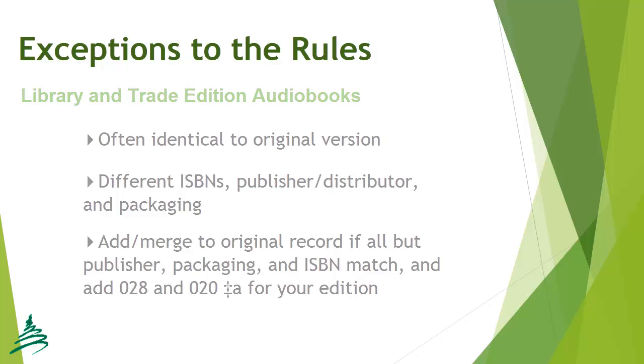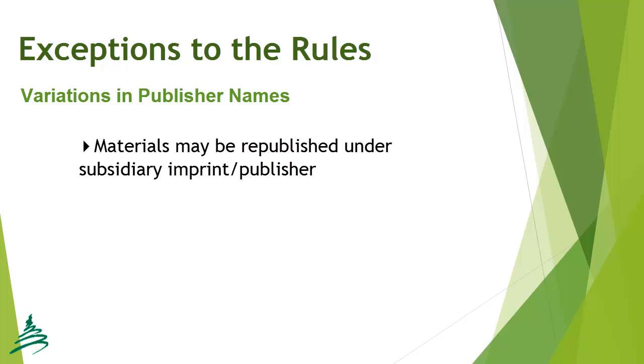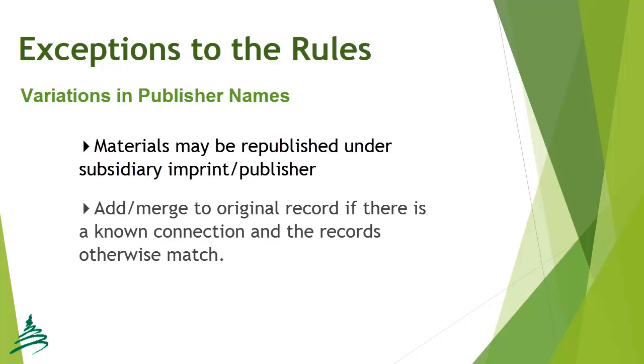One more exception that we'll go over is the variations in publishers' names. They can be republished under subsidiaries of publishers. There is a list in the procedures of some of the more well-known subsidiaries and publishers. So you can add to the original record if there is a known connection and the records match.